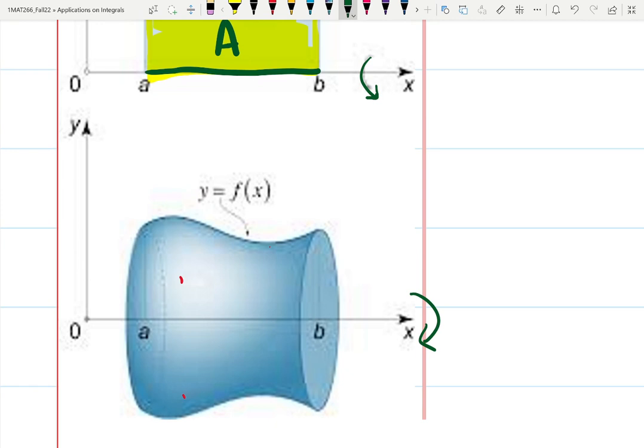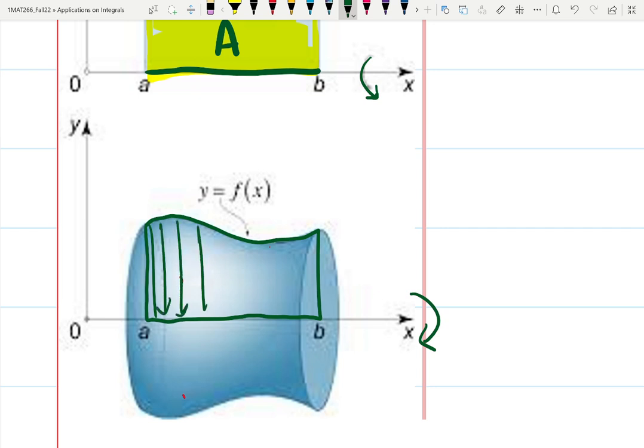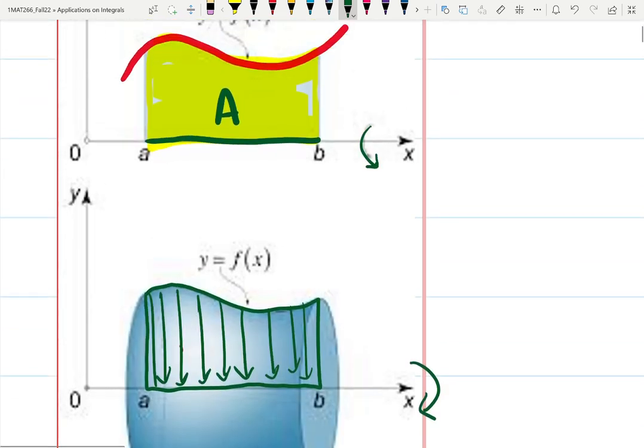So we're revolving about the x-axis. Now, here it is. You can still see it. This is a 2D shape that got revolved. Here is how we're finding it. We're finding it through vertical slicing, from f of x to 0. Now we're revolving it and it creates a 3D object. So how do we find the volume of this object? Let's figure out how to do that.